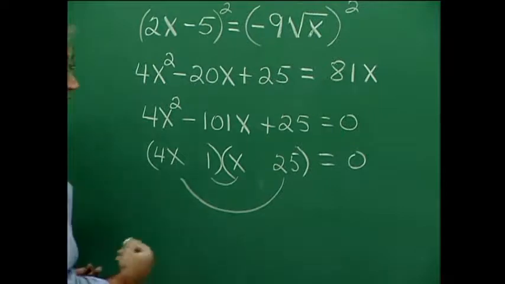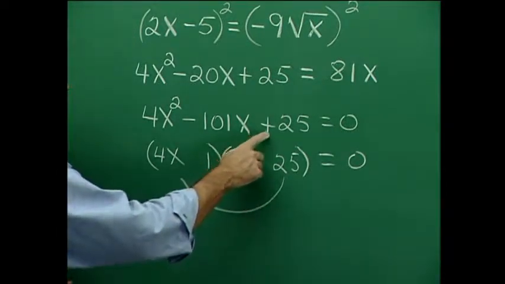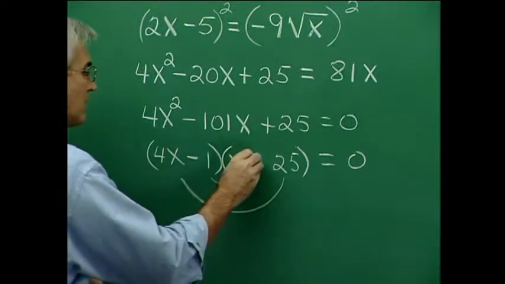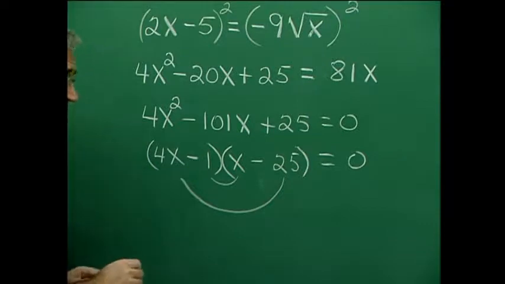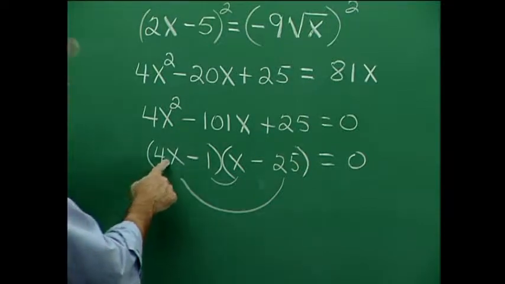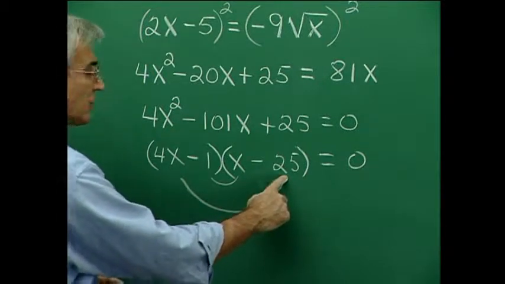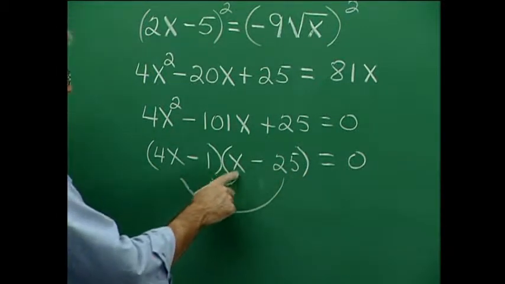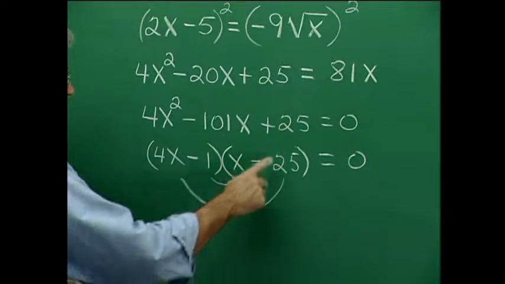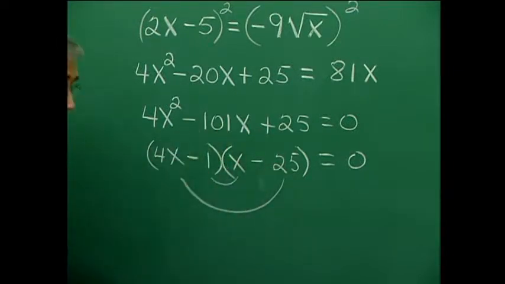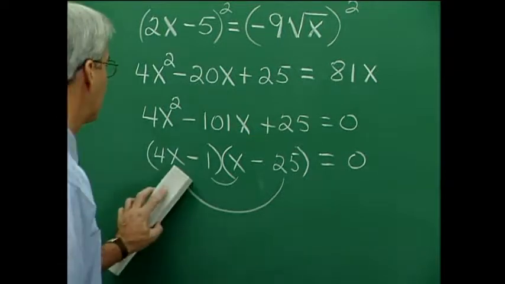All right, now I failed to look at the signs. I should have looked at the signs a little bit earlier, but the last sign is positive, so these two signs are the same. Middle term is negative, so it's minus minus. Now let's verify the middle term. We have 4x times negative 25 is negative 100, and then x times negative 1 is negative x. So negative 100x minus 1x is minus 101x. All right, so the correct factored form.